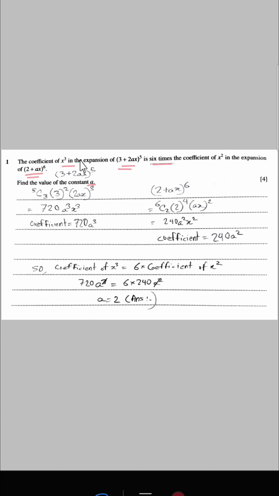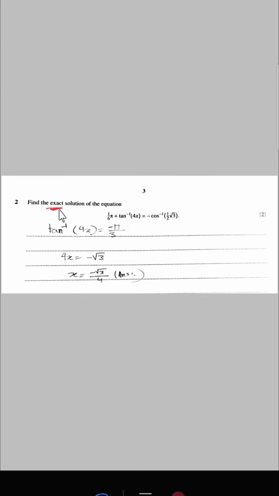To find the value of a, first of all we need to find the coefficient from this expression, that is 5C3, such that we would get an x cube. Then we have to find the coefficient. For this expression we also have to find the term with x square. Then we need to find the coefficient, and the coefficient of x cube is 6 times the coefficient of x square. After equating we get a value of a, that is 2.